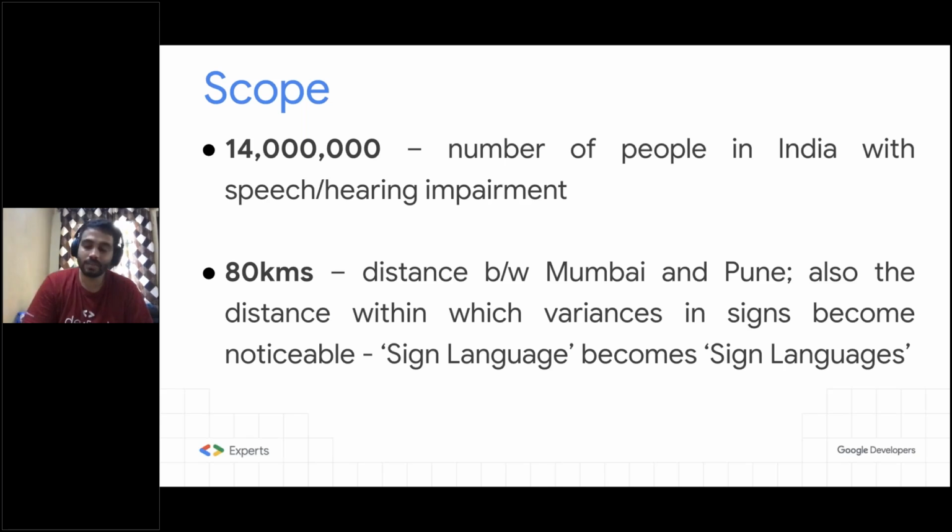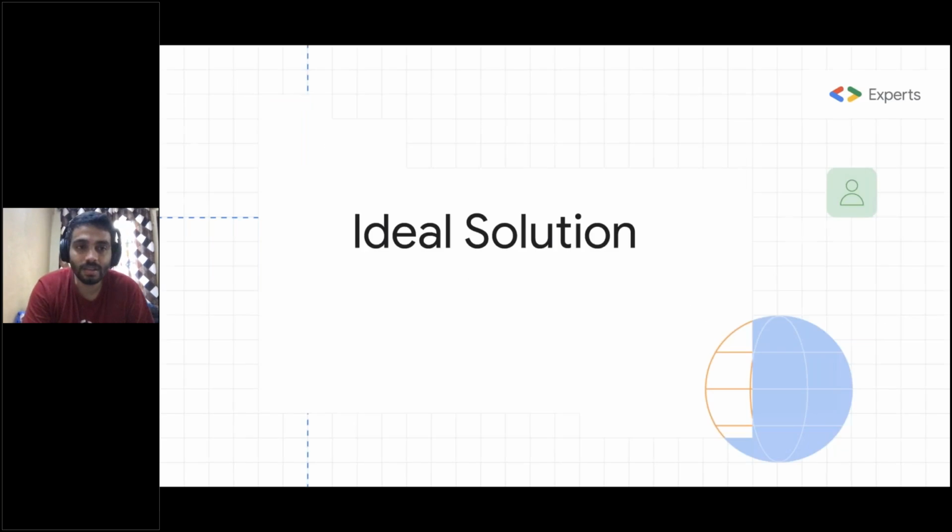My second term that I showed you in the definition was to standardize, and this is a very important aspect. You want to make sure that Indian Sign Language is standardized throughout India, and that is something that should be done on an institutional level.